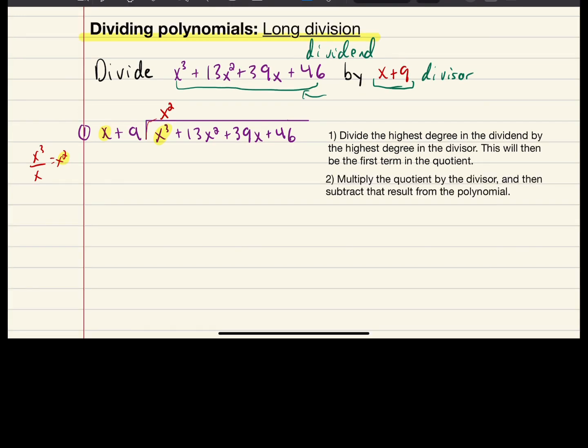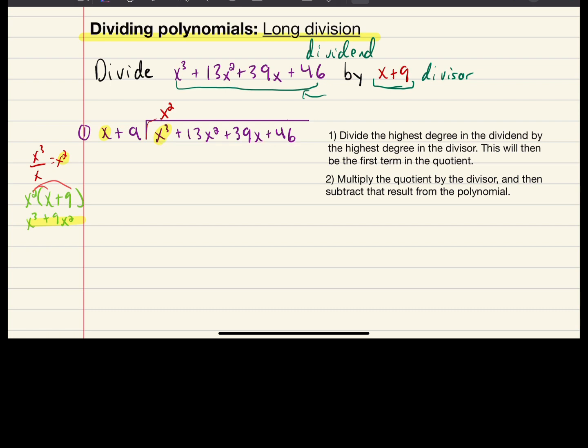Next, we're going to multiply the quotient by the divisor and then subtract the result from the polynomial. So I have x squared on the side once again, and I'll do this in a different color. I'm going to go x squared multiplied by x plus 9. When I FOIL this out, I end up with x cubed plus 9x squared. So I'm going to take this result here and subtract it from the polynomial, or the dividend.